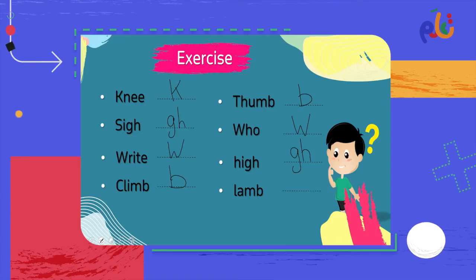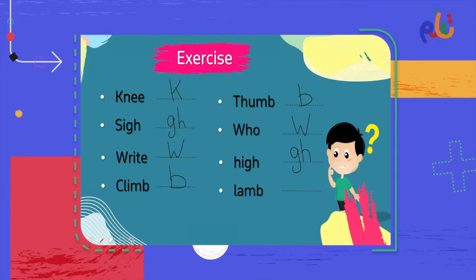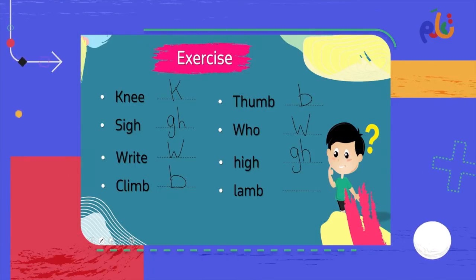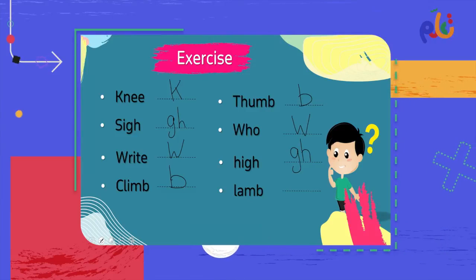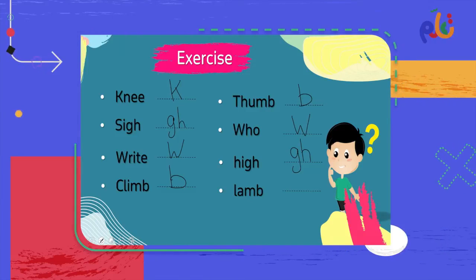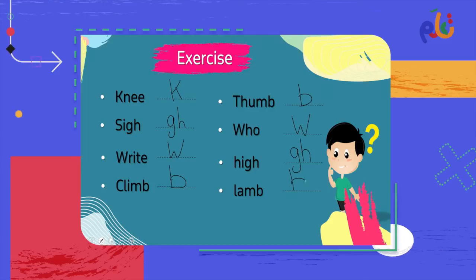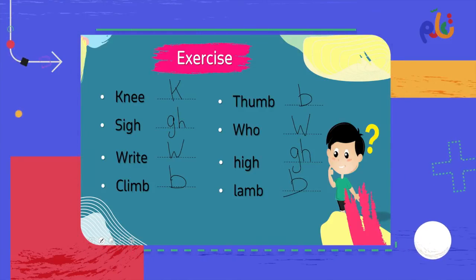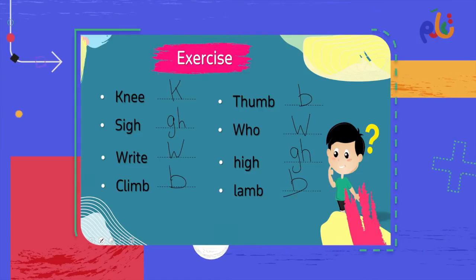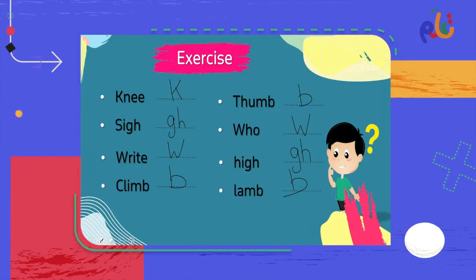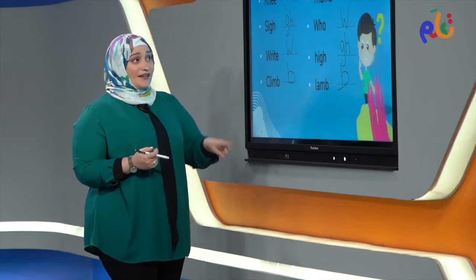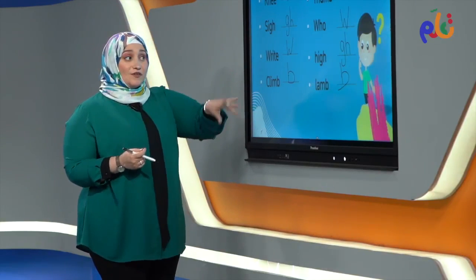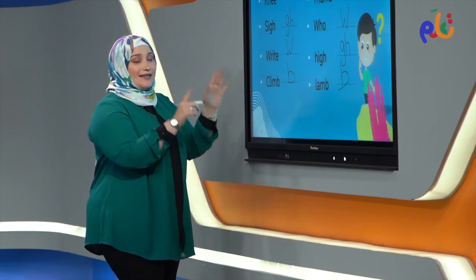Hi. Lamb. Lamb. The little lamb. Which letter is silent? Perfect. It's the letter B. The letter B is my silent letter in this word. Lamb. So now we know how to identify which letter is silent in all of these words.